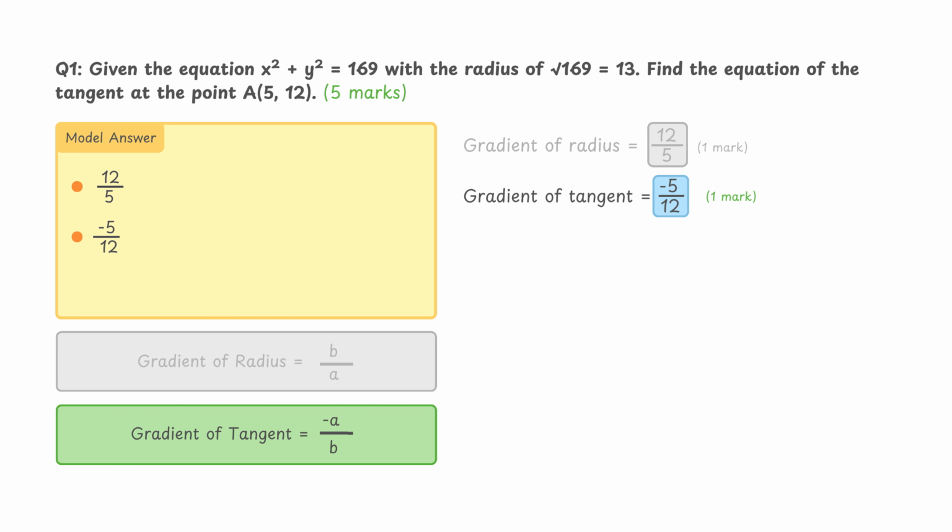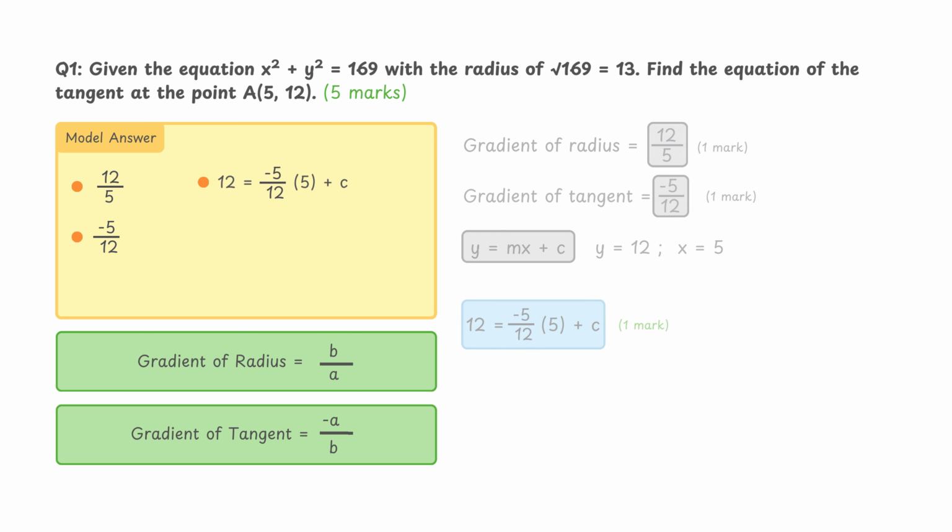Now we use the straight line formula, y equals mx plus c. We already have the gradient m, which is negative 5 over 12. Next, we substitute the point A into the formula to find c. So we replace y with 12 and x with 5. This gives us 12 equals negative 5 over 12 multiplied by 5 plus c. This step earns 1 mark.